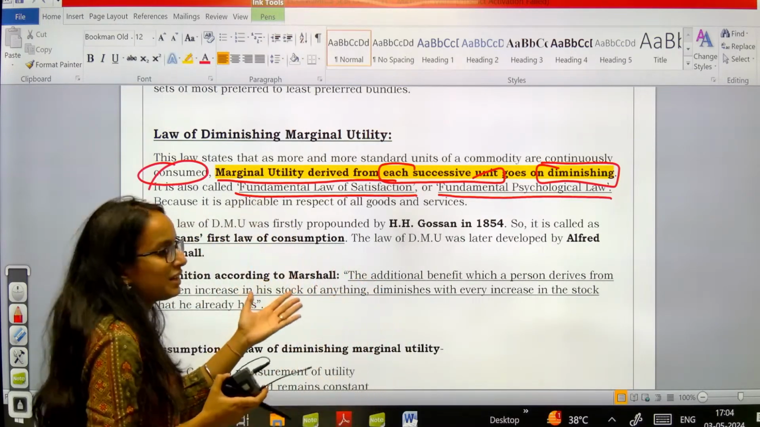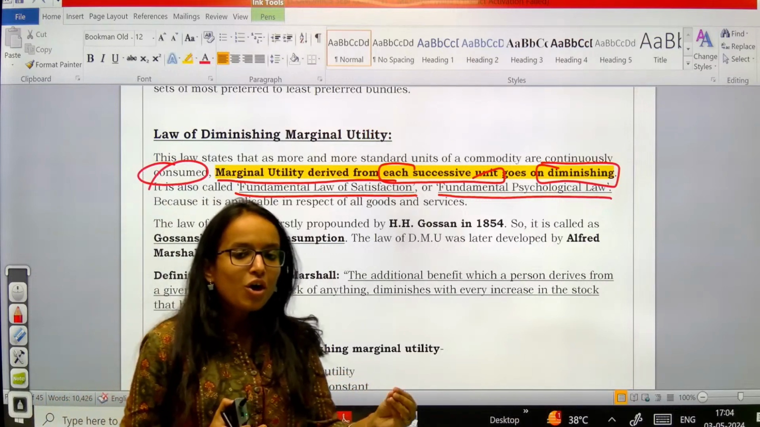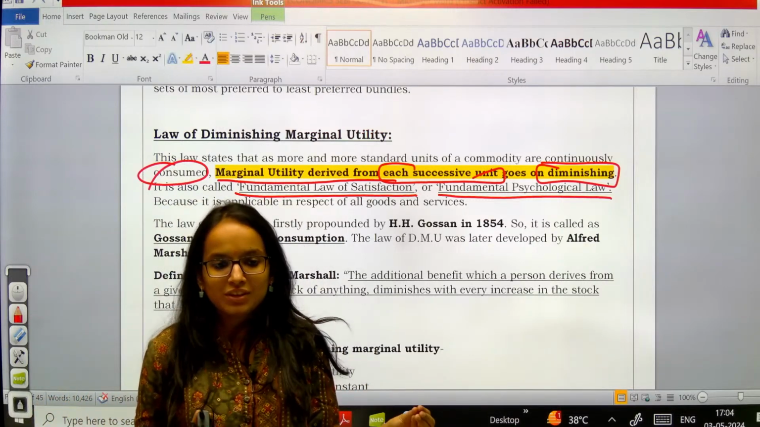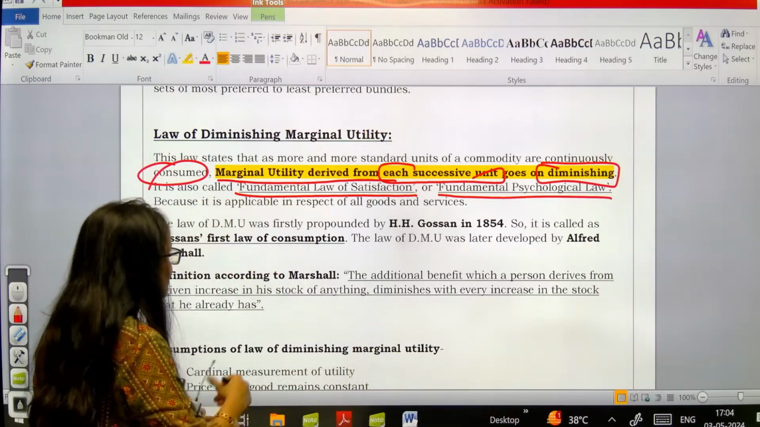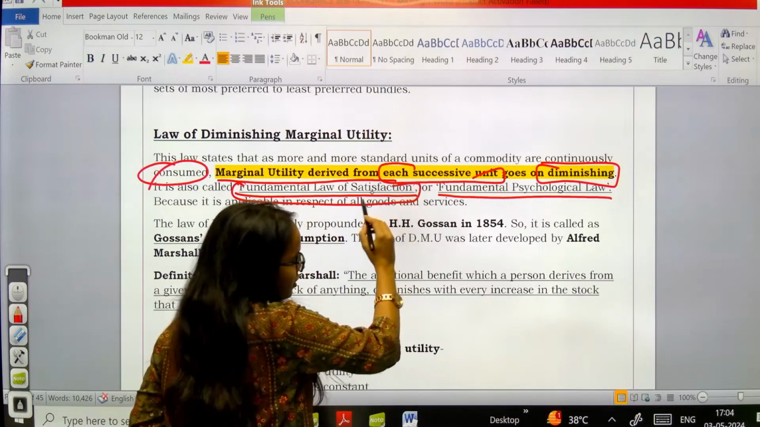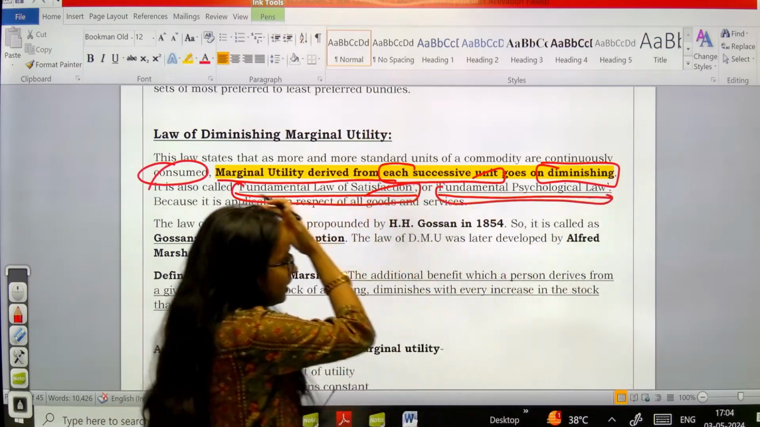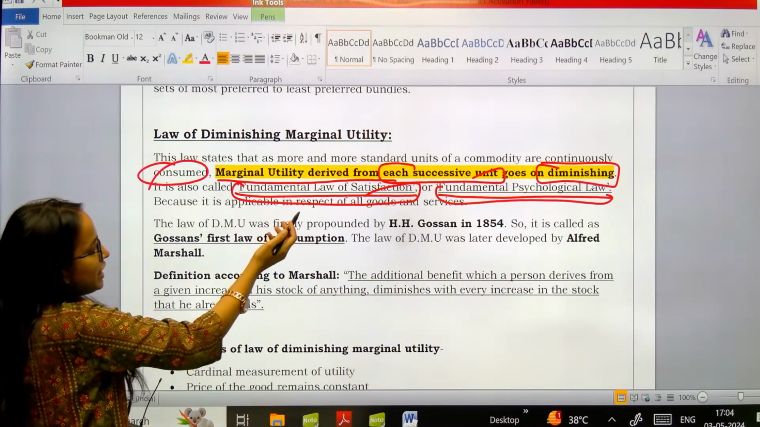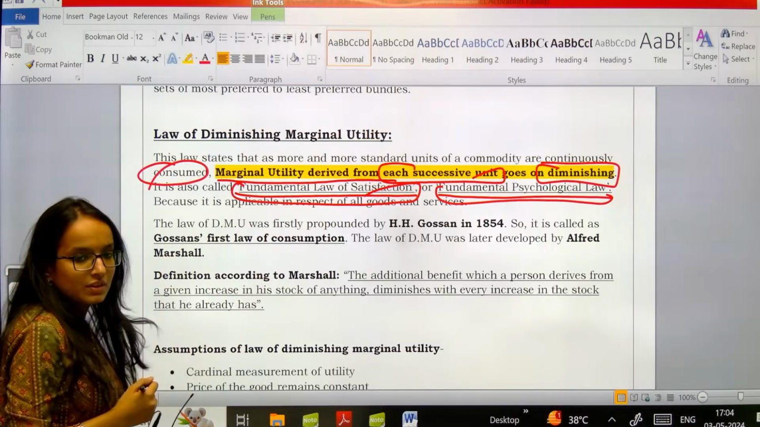So that is something which applies on consumption of any good or any service. So it is a universal law. So that's why it is also called the fundamental law of satisfaction or fundamental psychological law, because it is applicable in respect of all goods and services, okay.